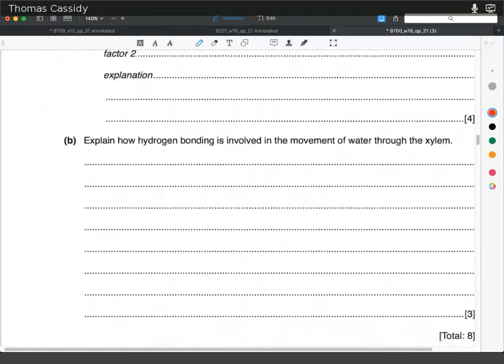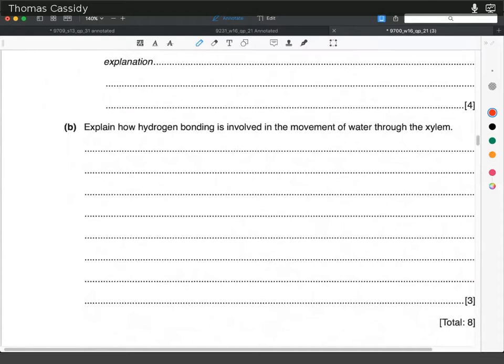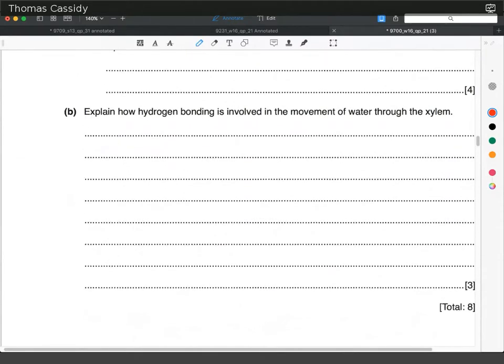Explain how hydrogen bonding is involved in the movement of water through the xylem. 3 marks, so a bit similar to the question we had before. Kind of a bit of a chemistry question, really. So we're talking about hydrogen bonds. How do we feel about understanding hydrogen bonding on the whole? Should we quickly go over what they're talking about so we know what we're explaining? Or you couldn't do this one? It's a tricky one? Okay.